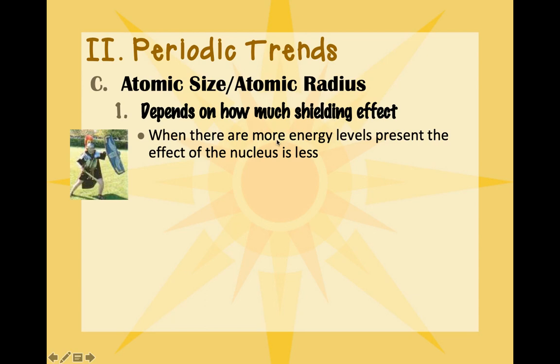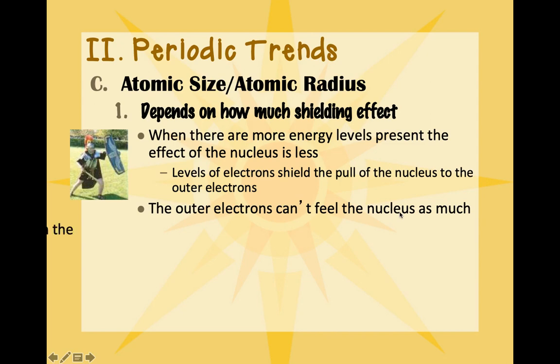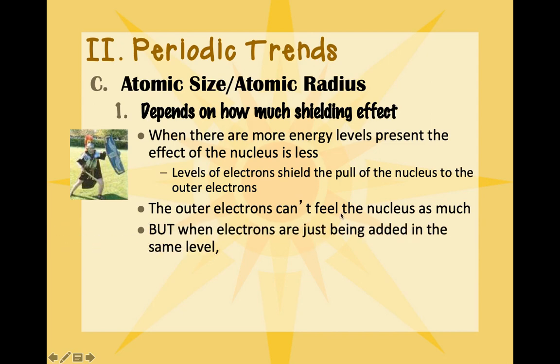If there's more levels between the nucleus and the outer electrons, that nucleus can't attract those electrons as well, and that can affect lots of things, especially the size. So the levels of electrons shield the pull of the nucleus to the outer electrons. And then that means the electrons don't feel pulled by the nucleus as much, which means it's going to be able to spread out more.